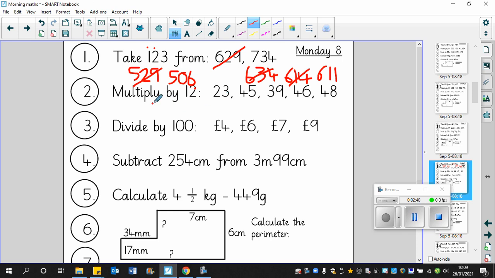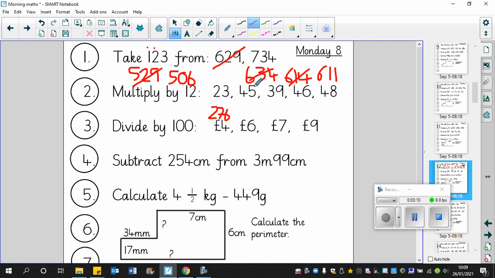So let's have a look. 23 times 10 is of course 230, and then 23 times 2 is, well, 2 times 3 is 6, 2 times 2 is 4, so therefore that's 46. Okay, so 230 plus 46 is 276. Okay, there we go. So that's the first answer. Let's get rid of that, go back to the pen.